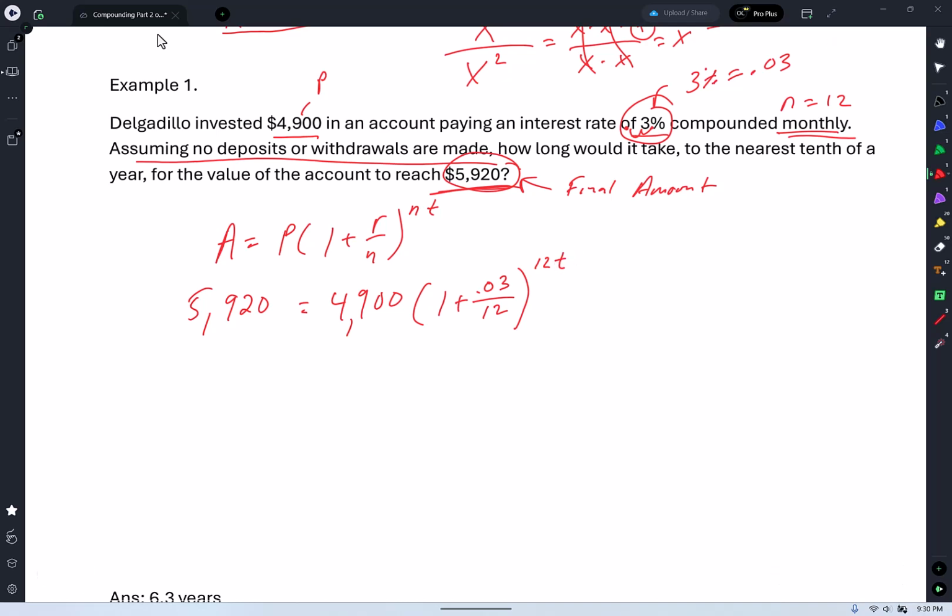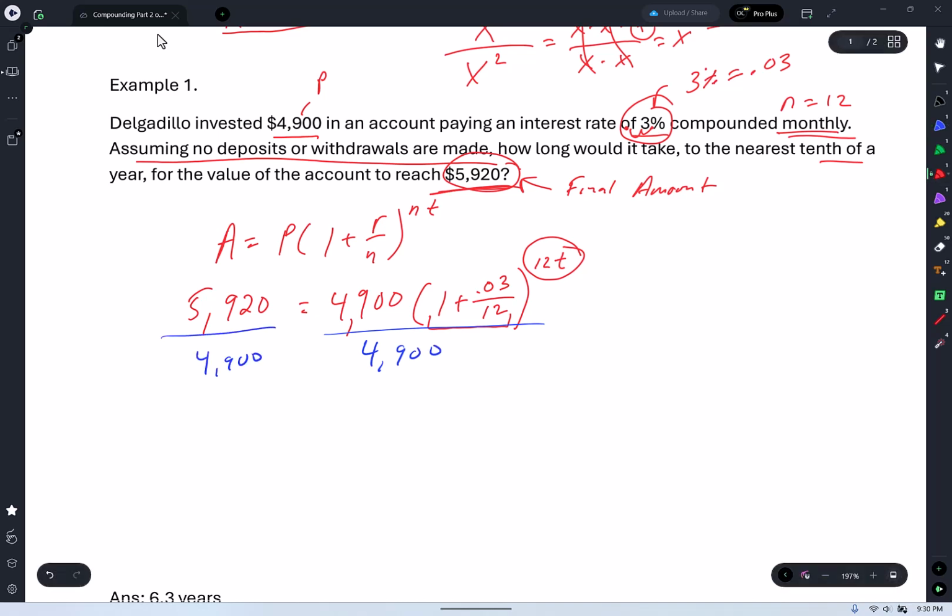To the nearest tenth of a year, okay. So what you're trying to do, guys, is solve for 12t. Your first action: you have a product here, 4,900 times this stuff. I guess if you want, you can turn that into a number, but I'm going to leave it like that for now. My first move is I'm going to divide by 4,900 on both sides.